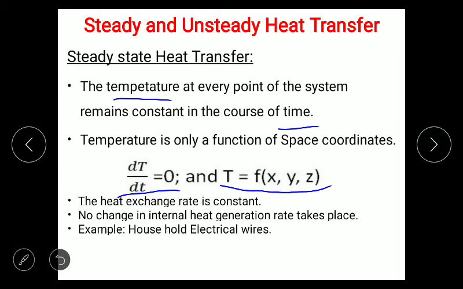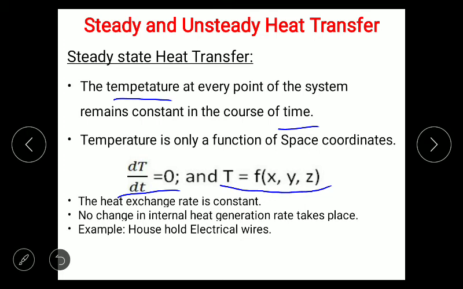The best example for steady state heat transfer is the electrical wires that we have in our homes. The electrical wires are mostly made up of copper. When electricity flows through these wires, the electricity means the flow of electrons. The metallic copper offers some resistance against this flow of electrons, due to which internal heat will be generated in the cables. Right, the heat is generated, and that heat is dissipated to the surroundings.